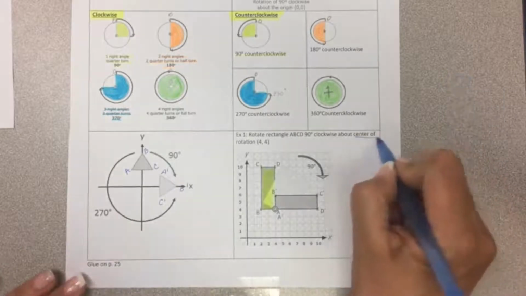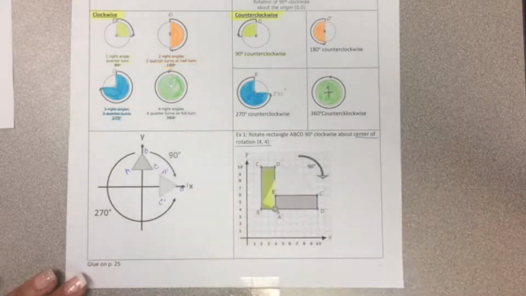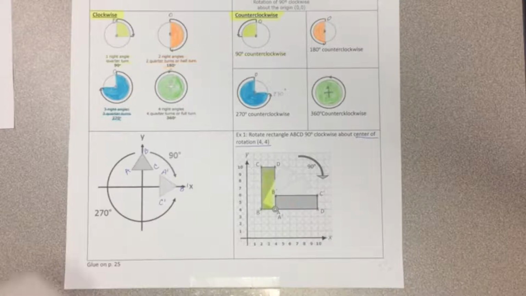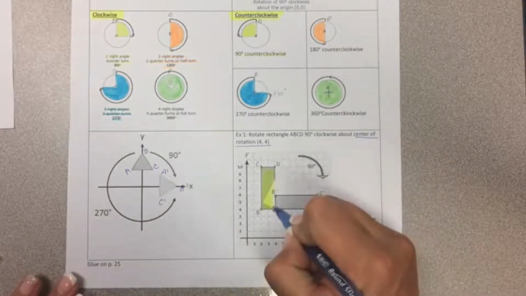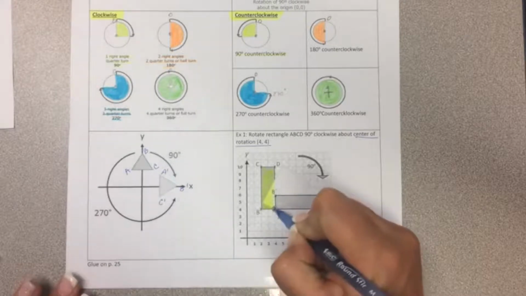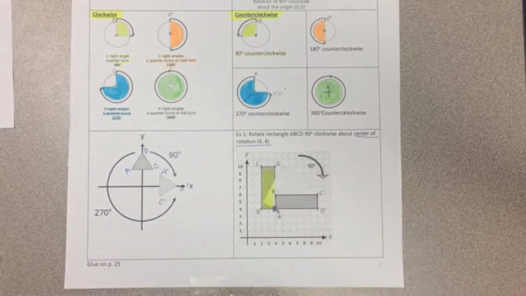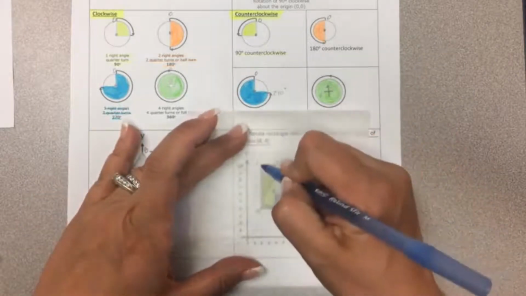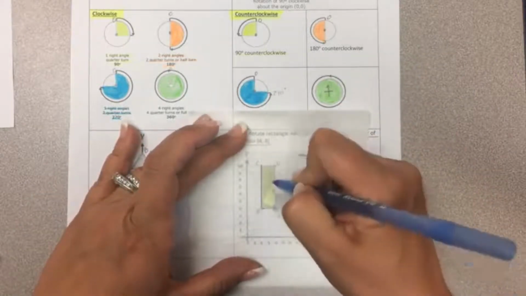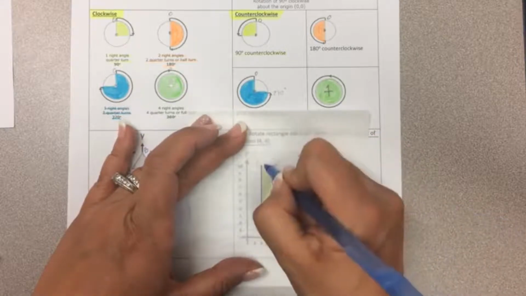And the center of rotation doesn't always have to be the origin. The center of rotation can be any point on the coordinate plane. So given the point (4, 4) is the center of rotation, which corresponds to the vertex A. So the center of rotation is what I need to be marking on my transparency.